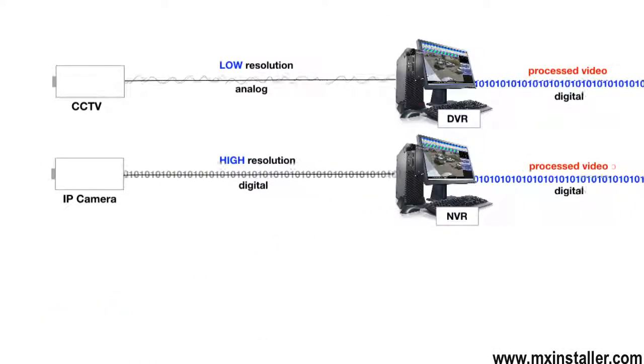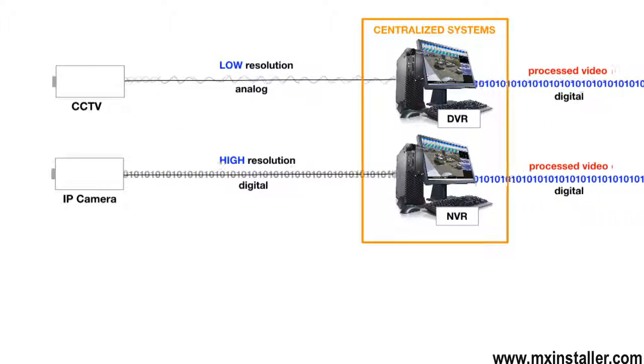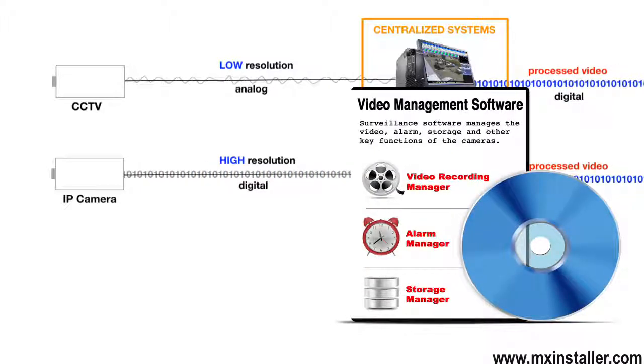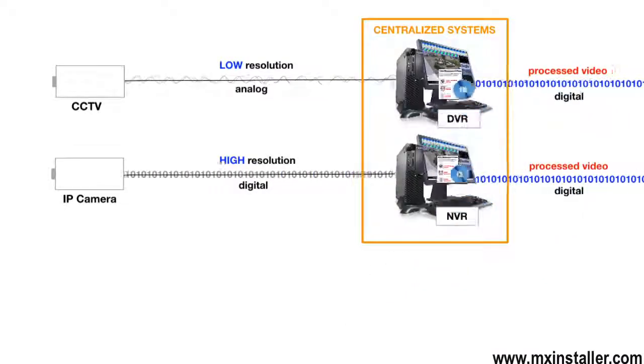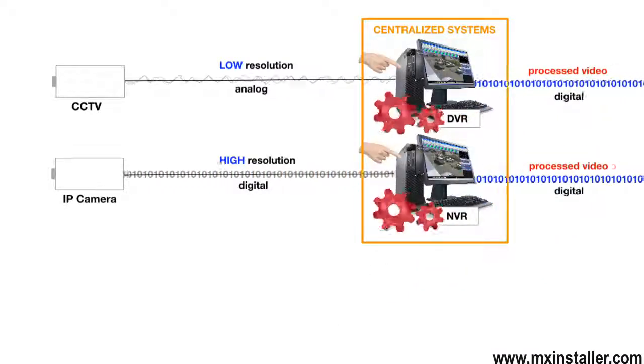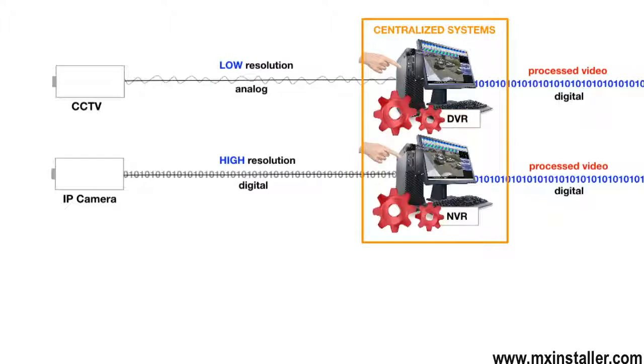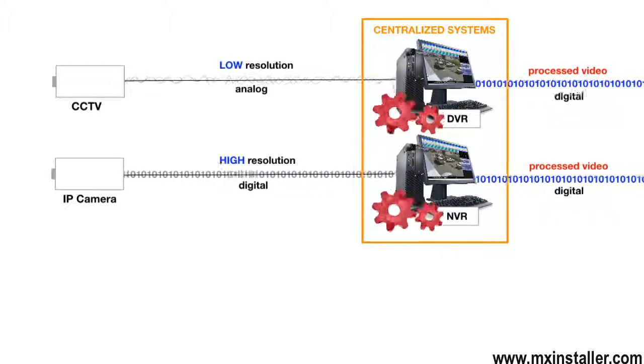What's interesting about the two systems is that while one streams analog and the other digital, the topology of both systems are the same. Both the DVR and NVR have a central video surveillance software package installed, which is the core of the system. All the logic resides at this primary computer, which provides the key management functions. So it's actually the nucleus to the entire surveillance system.